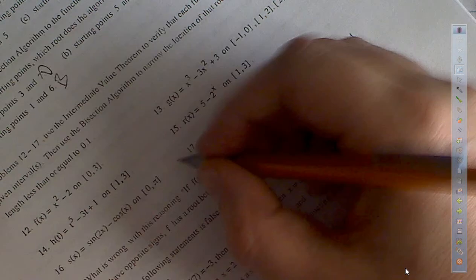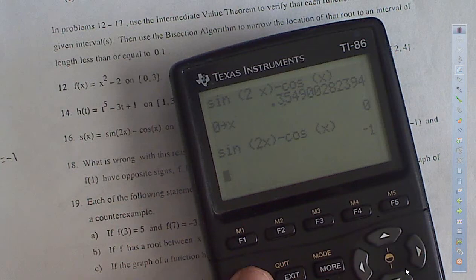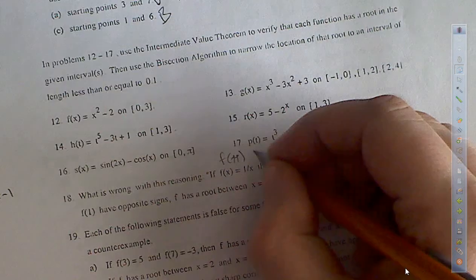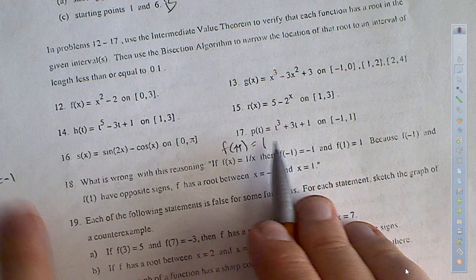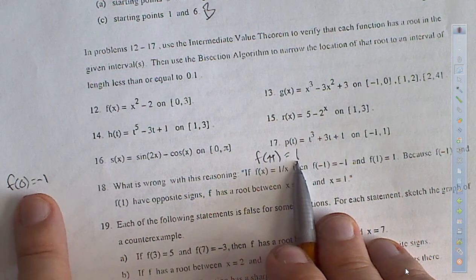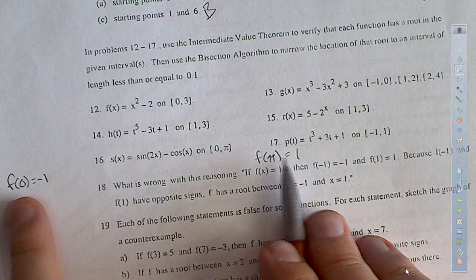Now I'm going to find out what f of pi is. If I substitute in pi, which is second caret, I get back out positive 1. So between these two values, negative 1 and positive 1, there has to be a root, right? So we're going to bisect it. So what's half of pi?